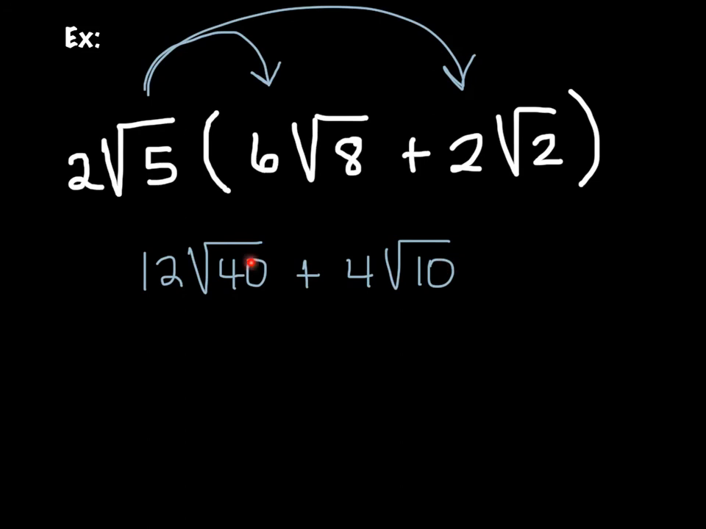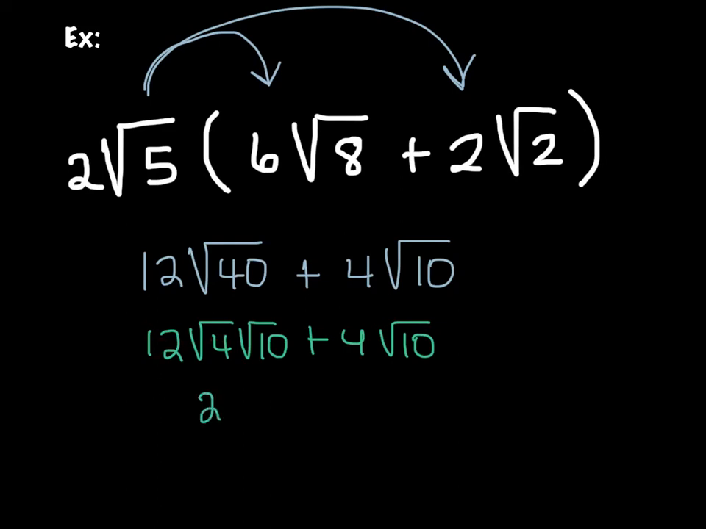They don't match, but 40 is not in simplest form. So I'm going to split 40 into 4 and 10. Drop down my 4 radical 10. And then the square root of 4 is 2. 2 times 12 would be 24. So 24 radical 10 plus 4 radical 10 would give me 28 radical 10.